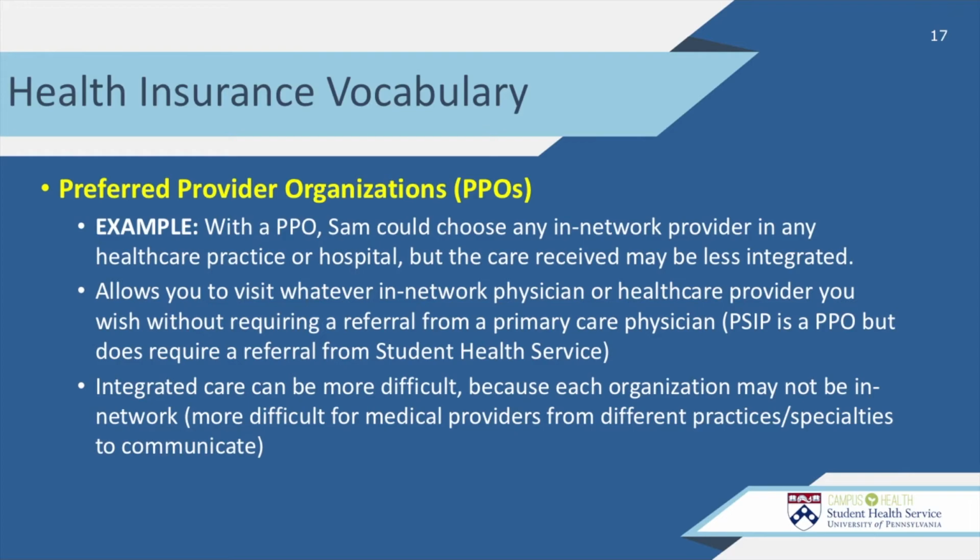There are multiple types of health insurance plans. Two common ones are Preferred Provider Organizations, or PPOs, and Health Maintenance Organizations, or HMOs. Each is different and has strengths and weaknesses.